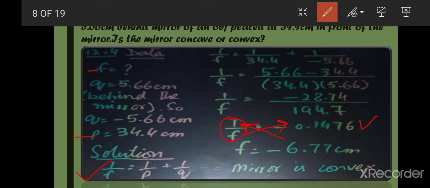You have to find out f by cross multiplying here. You will get f on this side. f will be equal to 1 by 0.1476 and the negative sign will be there. So f is minus 6.77 centimeter. Yes, so your guess was right. The mirror will be convex because its focal length comes out to be negative.